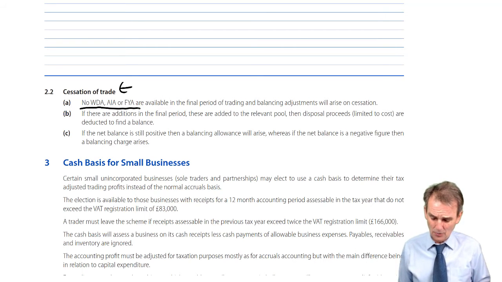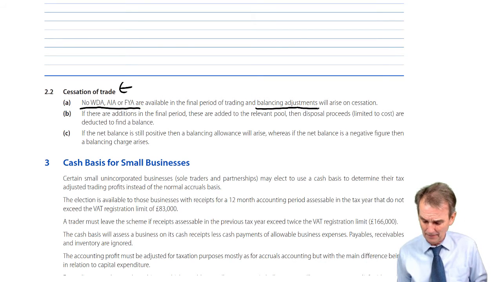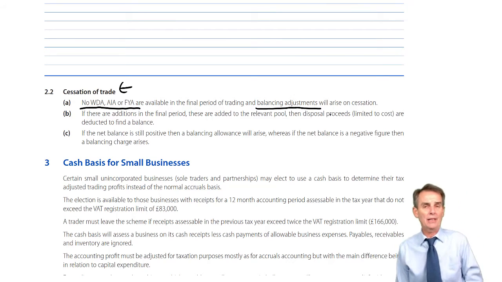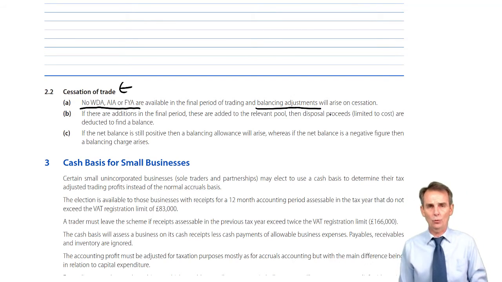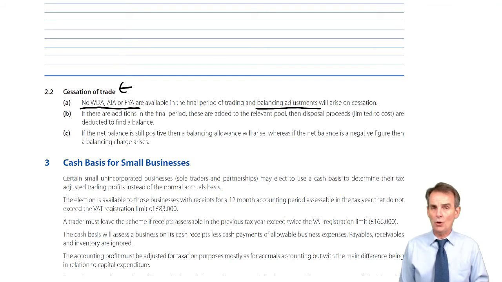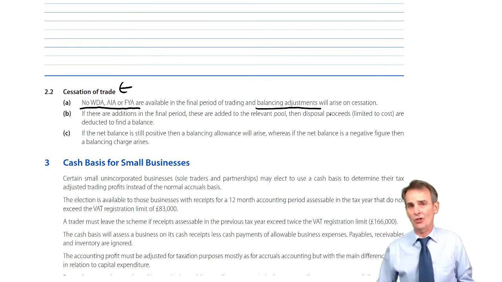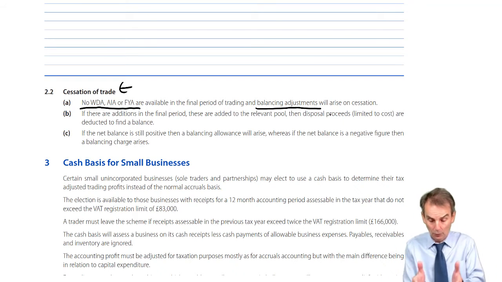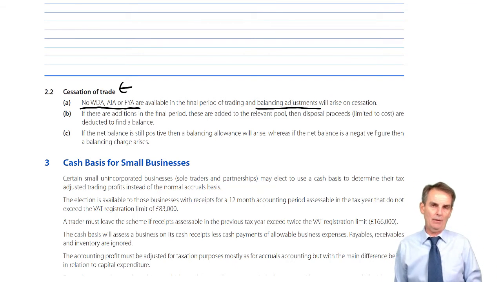So what we've got to do is to work out a balancing adjustment here, which of course would be a balancing allowance if the proceeds on the sale of all those assets were less than the tax written down value. On the other hand, if the proceeds were more than the tax written down value, then a balancing charge would arise. What do you do with those figures? Well, a balancing allowance is just the normal capital allowance for that particular, it happens to be the final period of trading, and you take it away from the adjusted profit in establishing the tax adjusted trading profit figure.